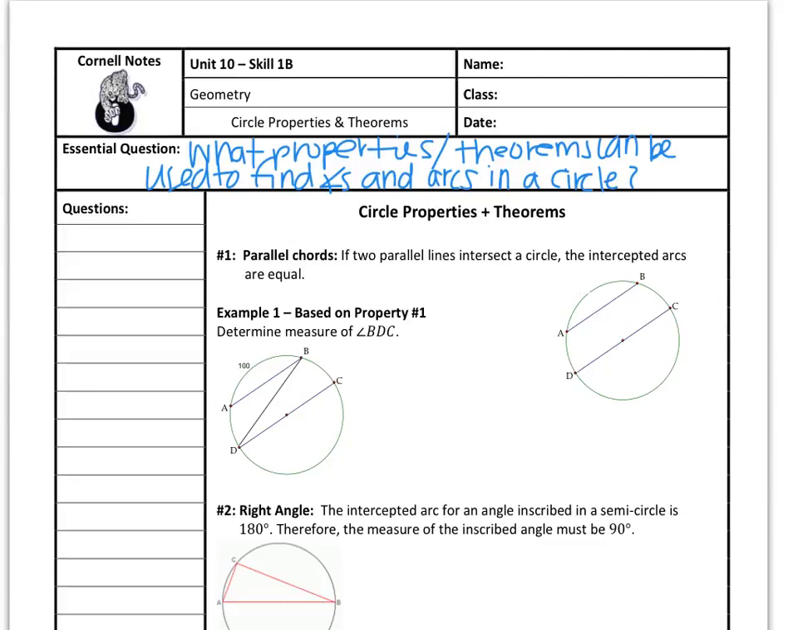We're looking at Unit 10 Skill 1B. So it's an extension of 1A. We're now going to learn about different properties and theorems that can be used to find angles and arcs in a circle. So the first property or theorem is about parallel chords.